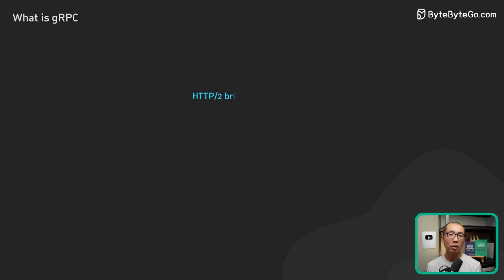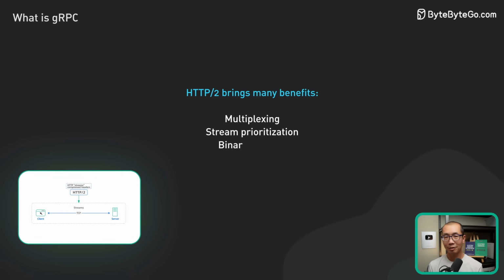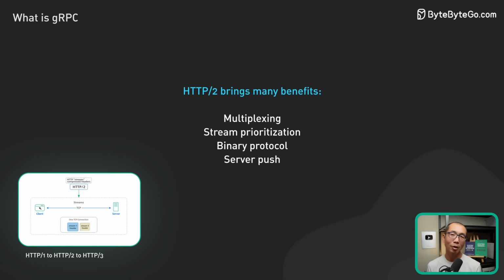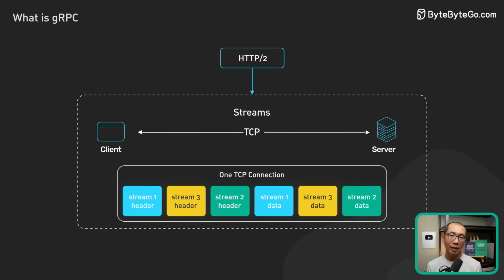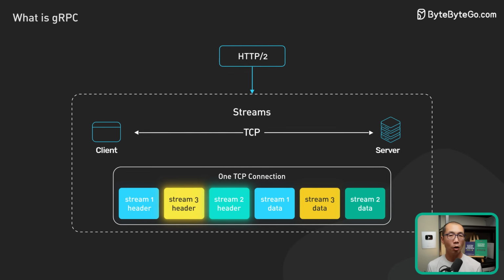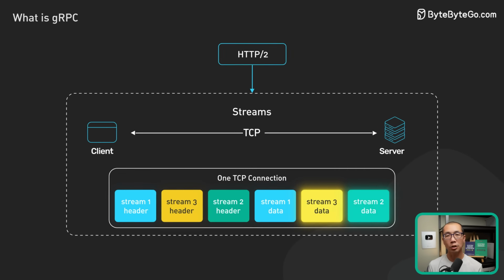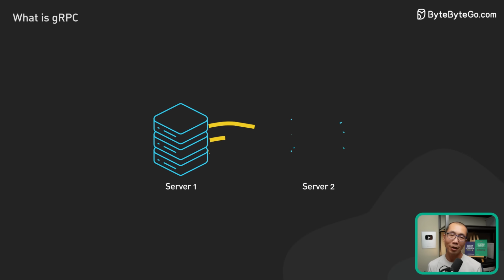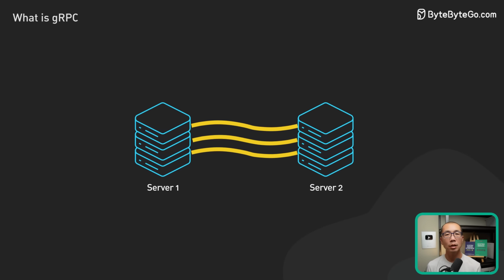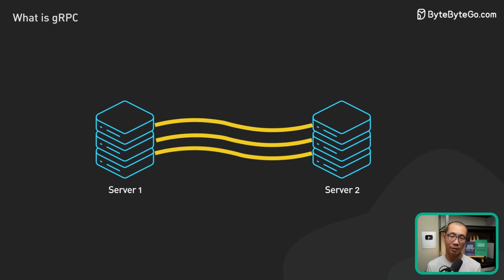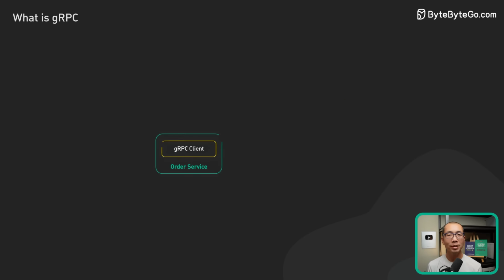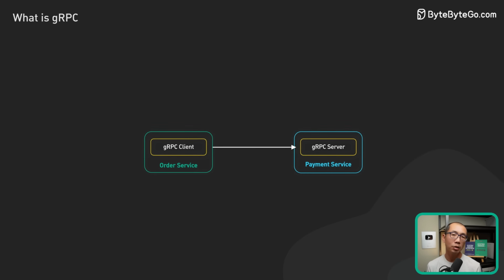The use of HTTP2 brings many benefits. We discussed HTTP2 in an earlier video. Check out the link in the description for more information. gRPC uses HTTP2 streams. It allows multiple streams of messages over a single long-lived TCP connection. This allows the gRPC framework to handle many concurrent RPC calls over a small number of TCP connections between clients and servers.